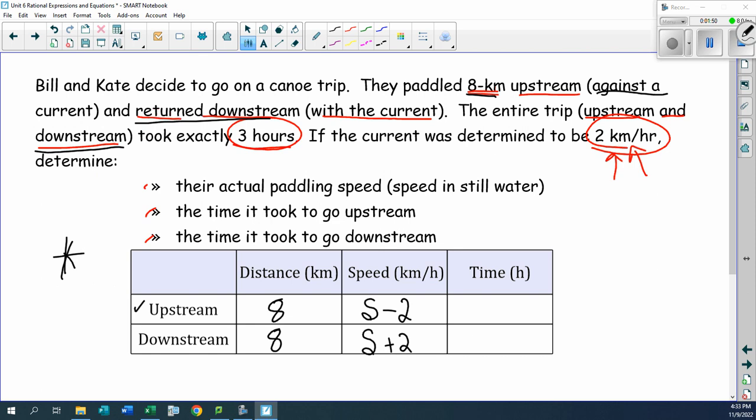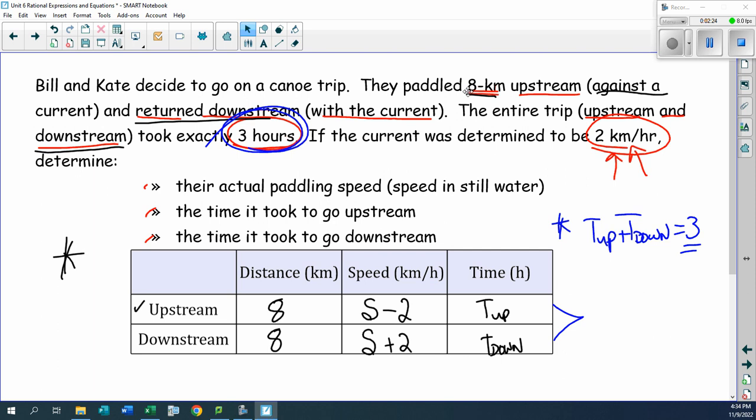Now think about it. What did the time take? I don't know. The time was different for each one of them because this was time going upstream, you're going slower, and this was time going downstream, you're going faster. So these two times are going to be completely different. But here's the cool thing. Your entire trip upstream and downstream took exactly 3 hours. So these two together, T up plus T down, took exactly 3 hours. Interesting. Well, guess what, folks? That is the link. That's the link that's going to tie all of this together for us.